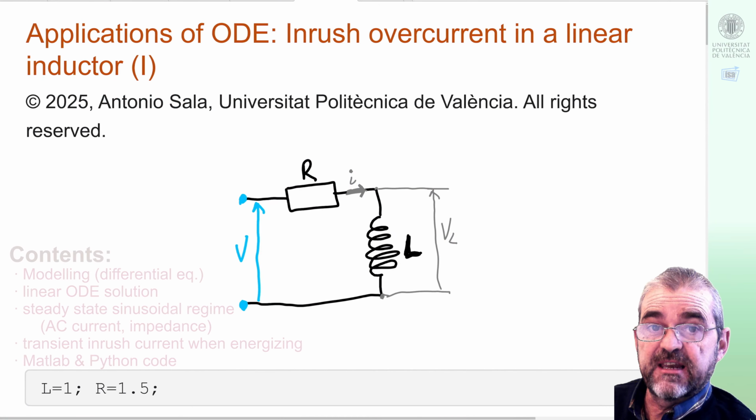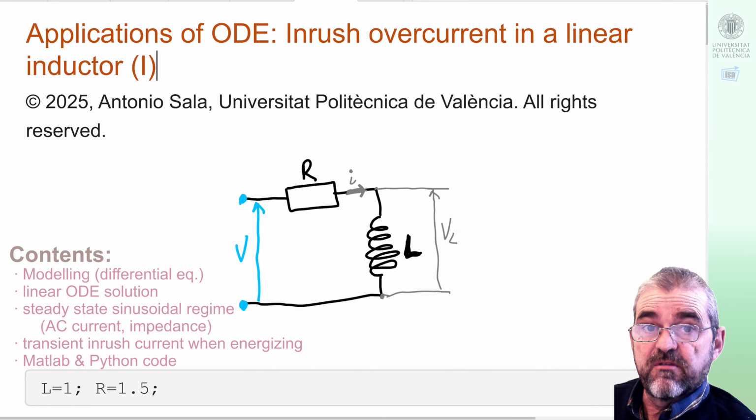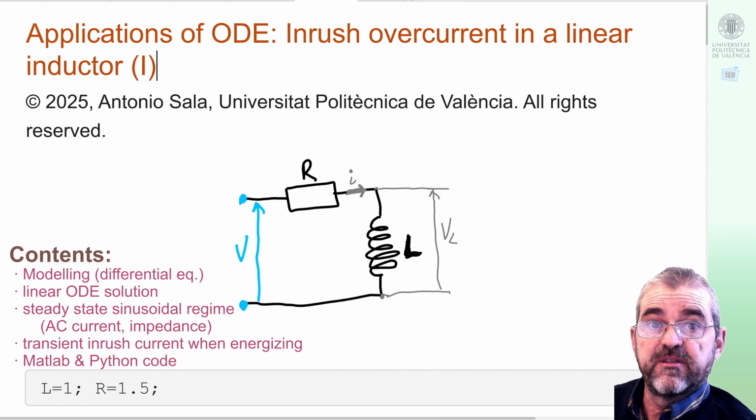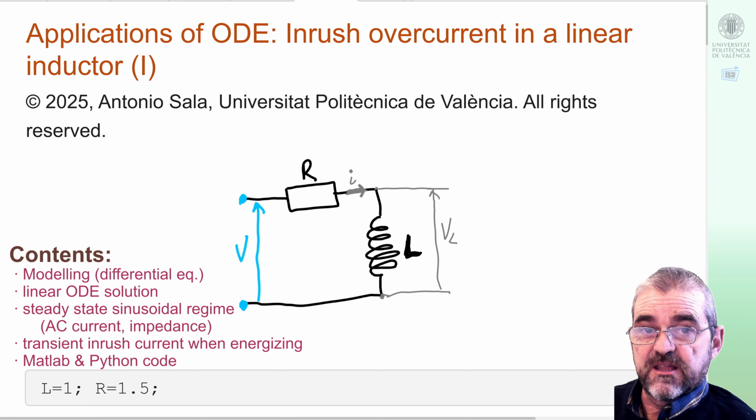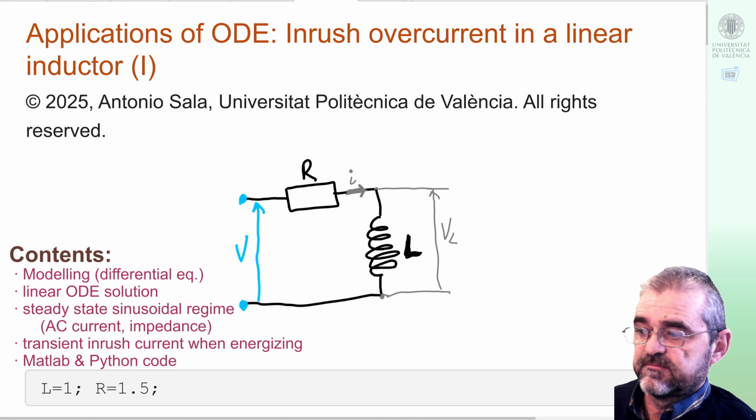Hi, I'm Antonio Sala. In this video, we are going to pose the differential equation governing this inductor plus resistor serial circuit. We'll do it in an idealized linear case, no magnetic saturation. And then we'll solve it and we'll explore, based on that solution, the steady-state sinusoidal regime and also the initial overcurrents, inrush current that may happen when energizing an inductor.